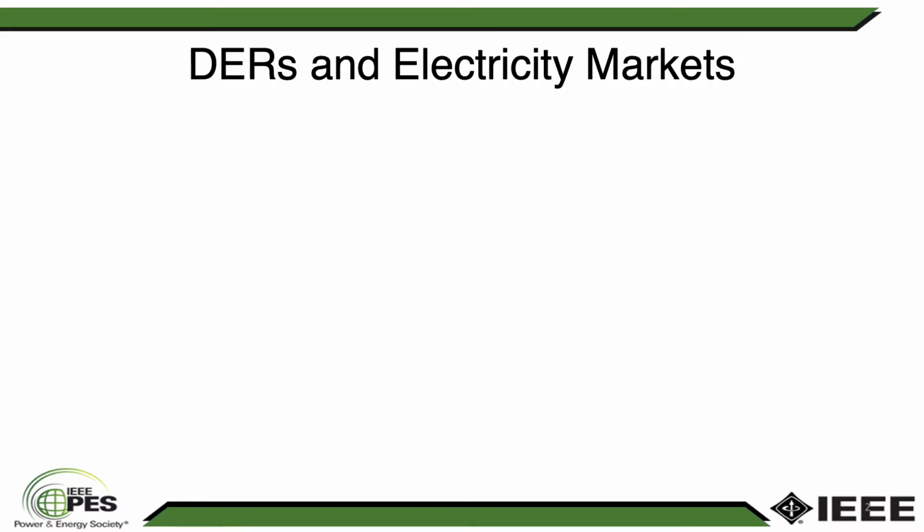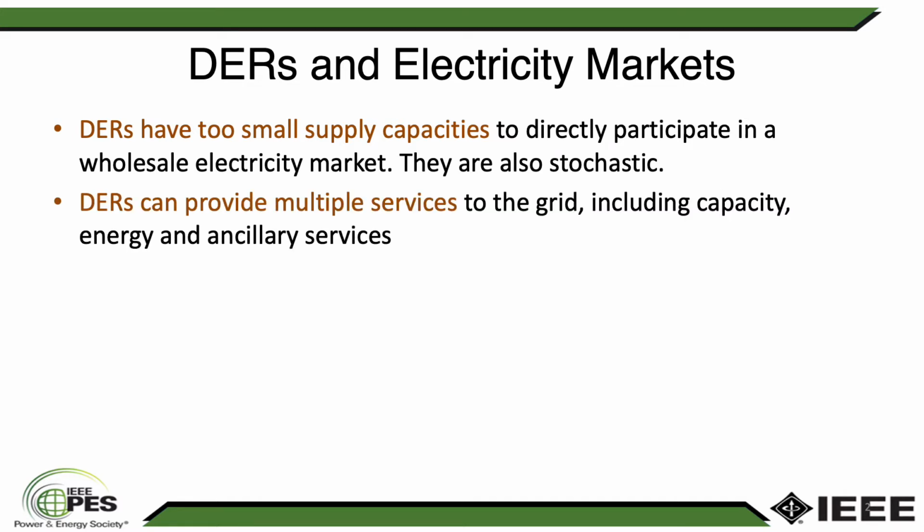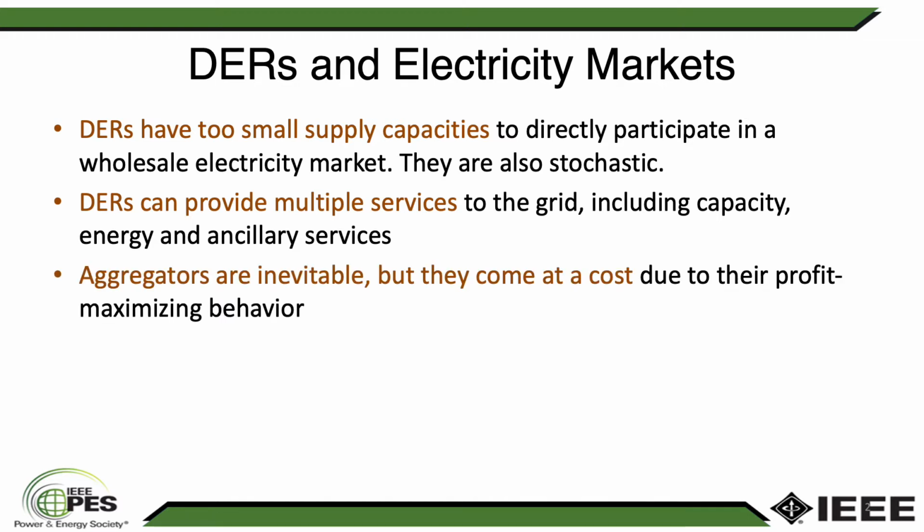The purpose of this work is to quantify the impacts of DR aggregation on wholesale market efficiency. DRs have small capacities to enter the wholesale market, but they can provide multiple services to the grid, such as capacity, energy, and ancillary services. However, the system operator does not have access to the distribution lines, and this would also bring a lot of computational burden to the system operator.